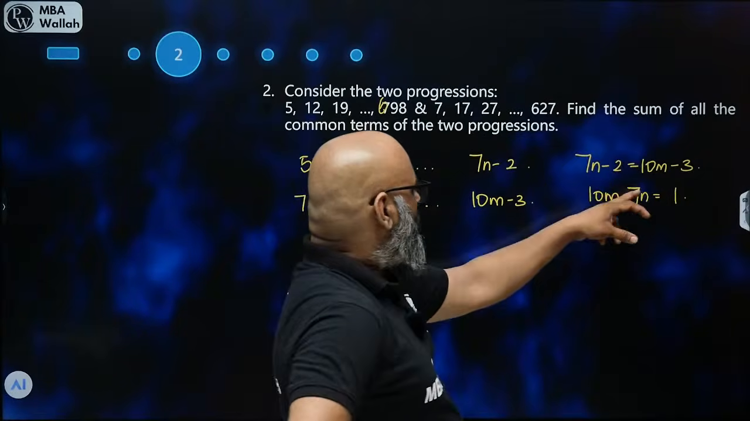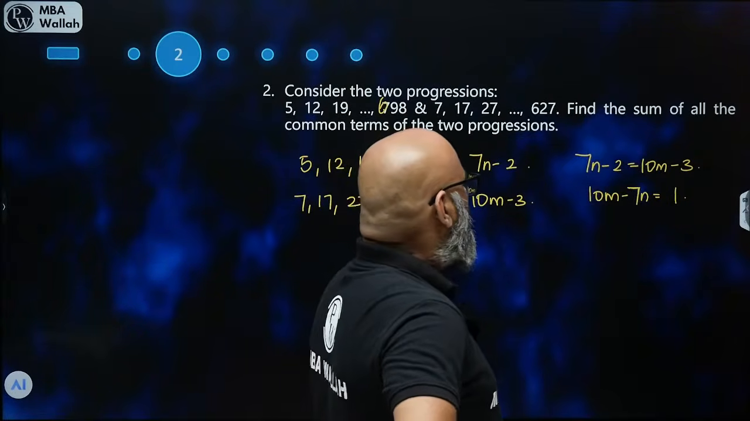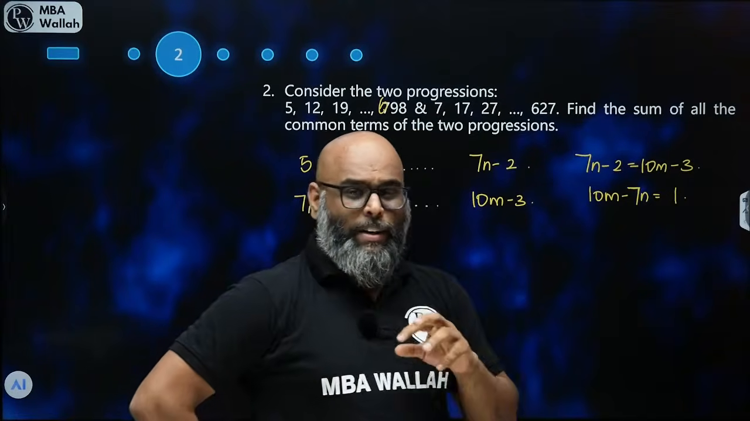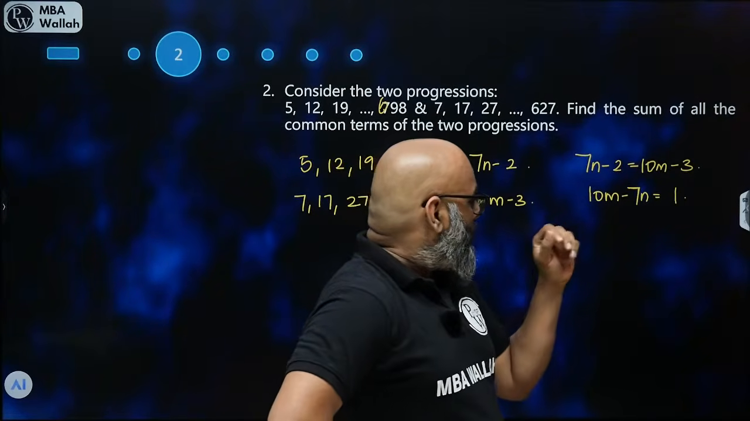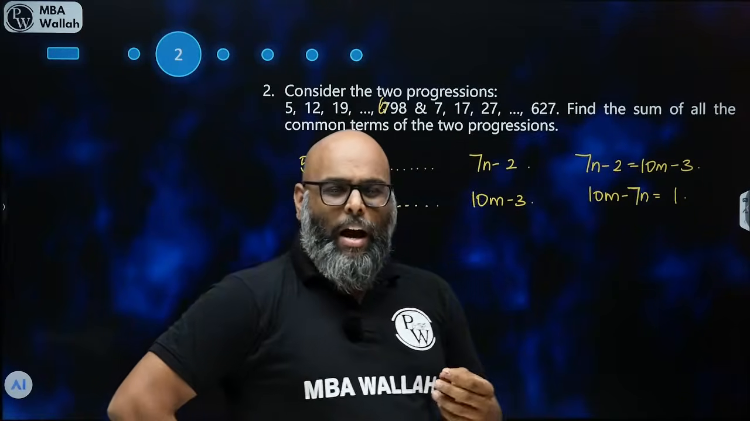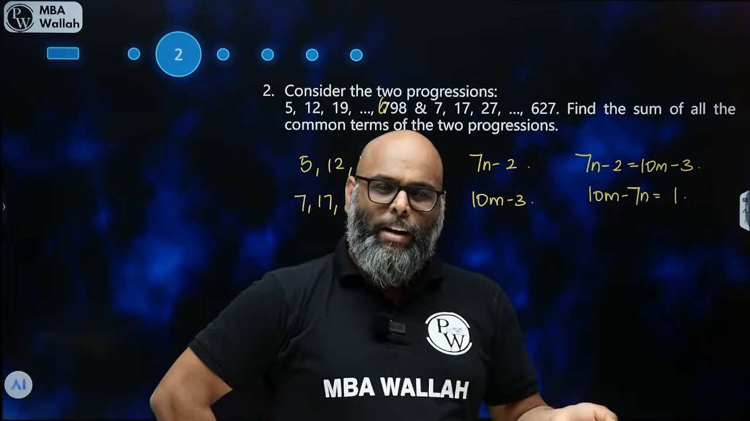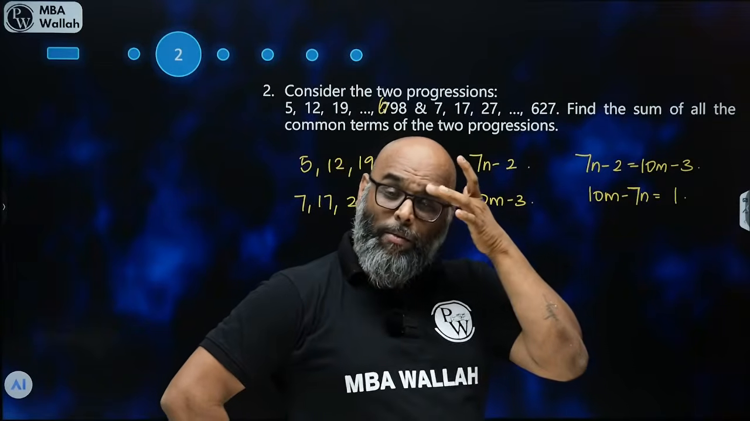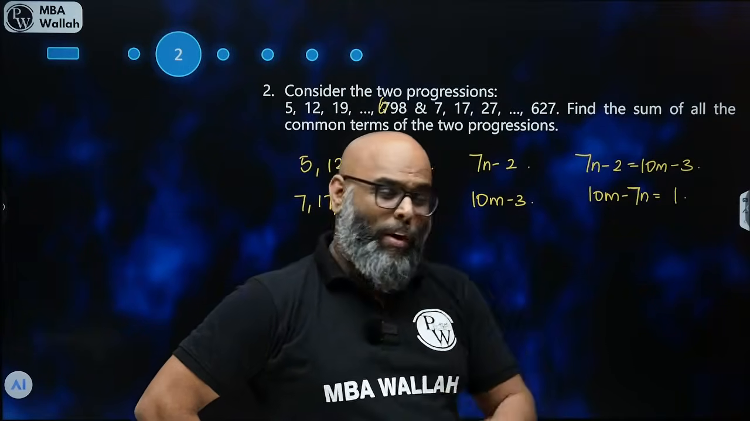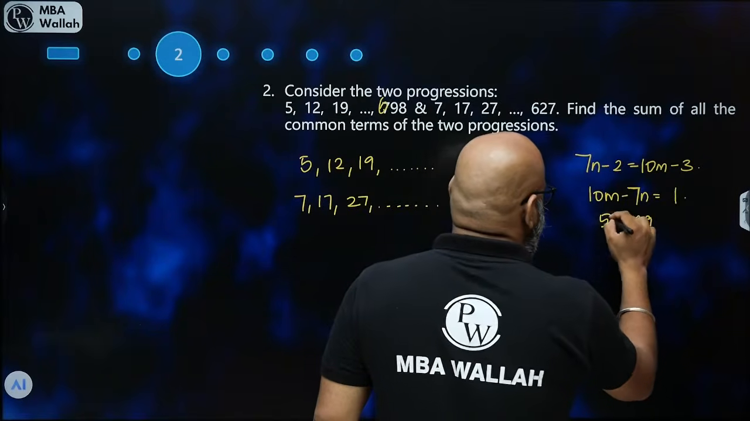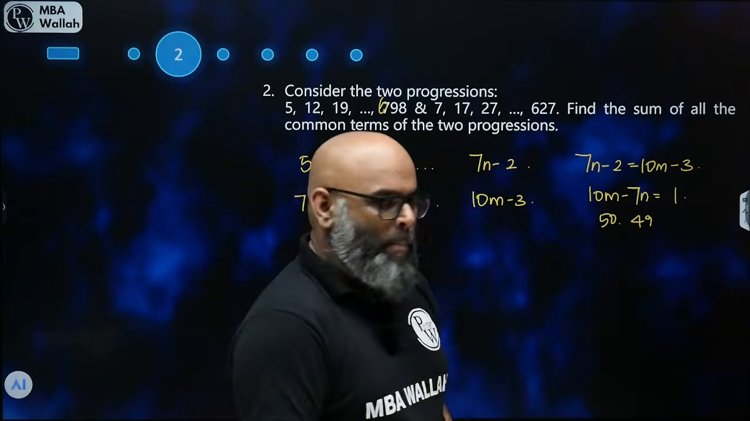I'm bringing this over here and taking this over here. 10m minus 7n is equal to 1. Some multiple of 10 and then some multiple of 7, the difference between them is 1. I know that all the multiples of 10 end in 0, so 7n has to end in 9 so that the difference is 1. So I can think about this as 49 and this as 50. That's the first place that it happens.